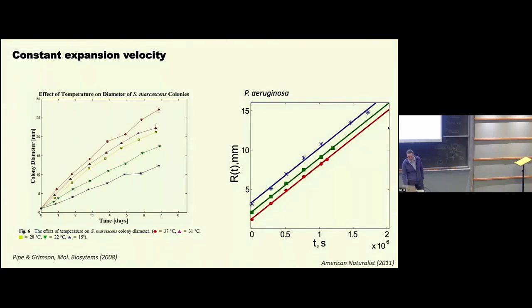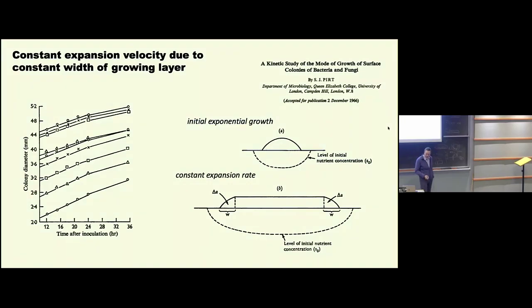Perhaps the most well-known and the first systematic study of microbial growth goes back to Pirt, who studied bacteria and fungi under different conditions, different nutrient concentrations, different plate sizes, different agar thickness, different agar concentration, and so documented systematically how the velocity depends on all these parameters.